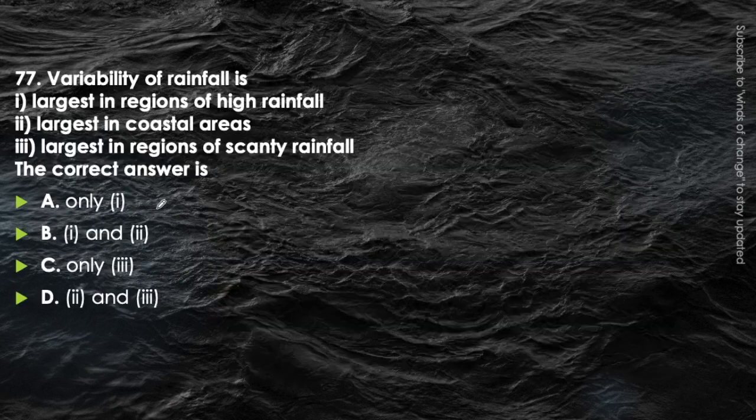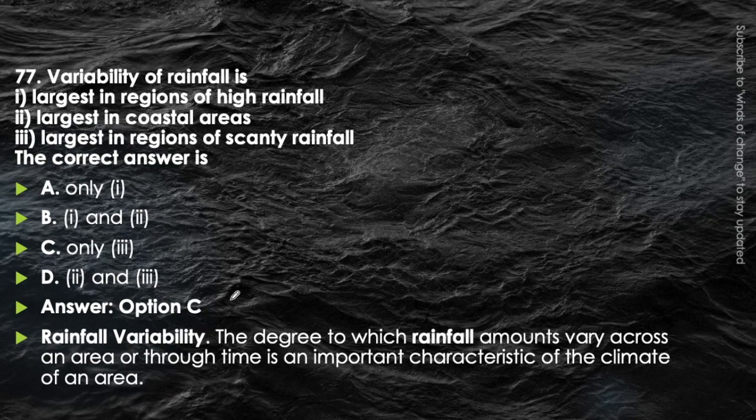Okay. Next question. Variability of the rainfall is largest in the region of high rainfall, largest in the coastal area, largest in the region of scanty rainfall. The correct answer is only first and second, only third, or second and third. Think about it. Take your time. In this question, the variability of rainfall will be largest in the region of scanty rainfall only. So option C will be the correct answer. In the case of the high rainfall area or the coastal area, the variability will be lesser.